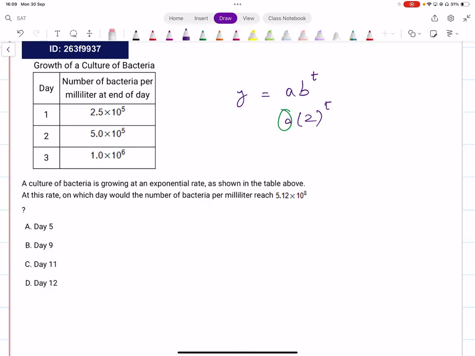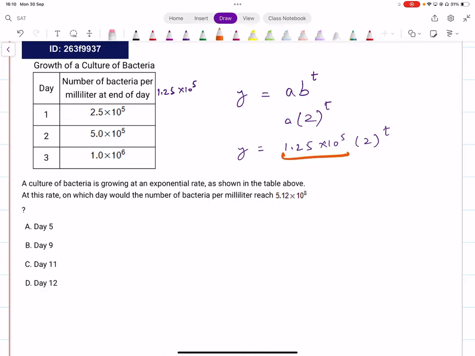At day 1, it's 2.5. Can you figure out the value at day 0? Half of this, that would be 1.25 into 10 raised to the power 5. Does that make sense? That's the initial value. So outside here, we could have 1.25 into 10 raised to the power 5 and then 2 whole raised to the power t. This is what the function is going to be.